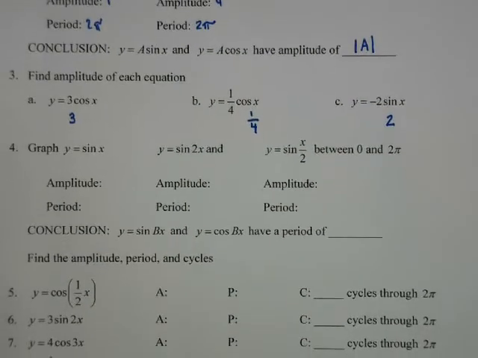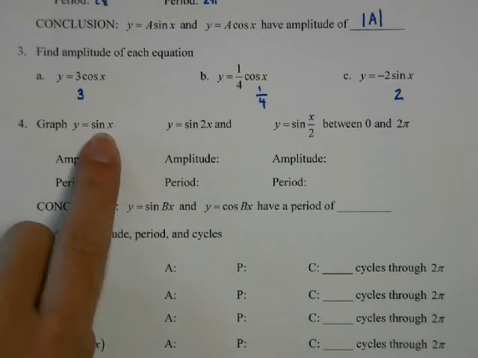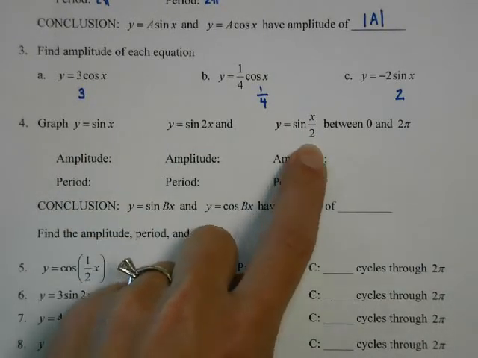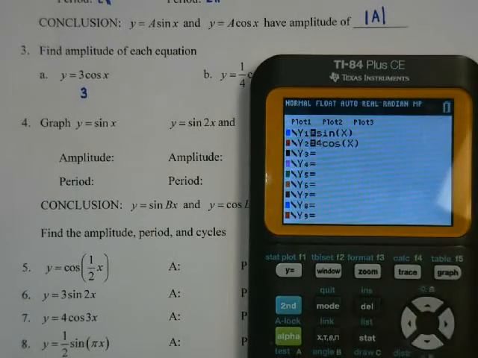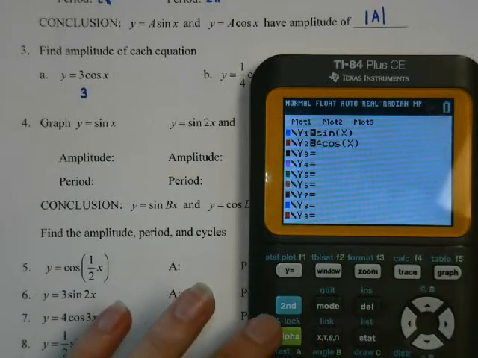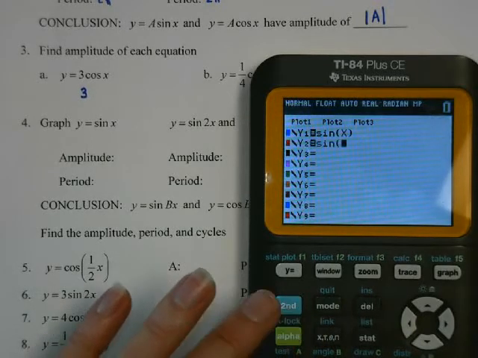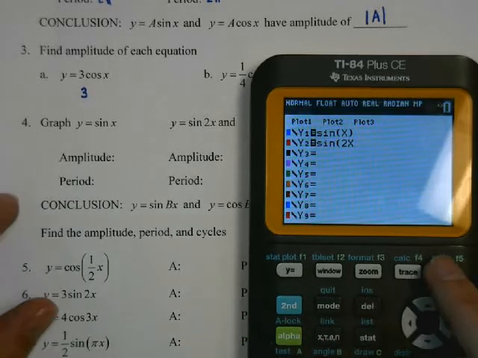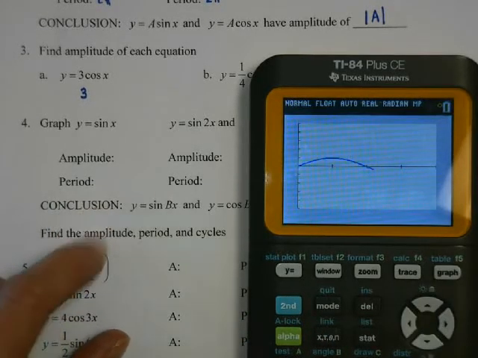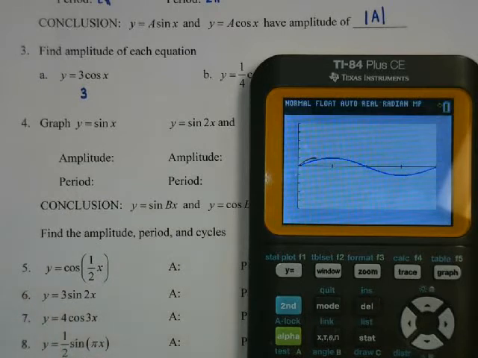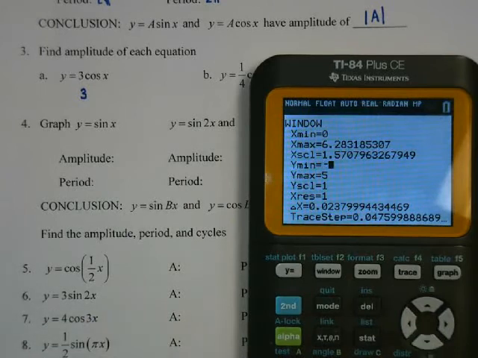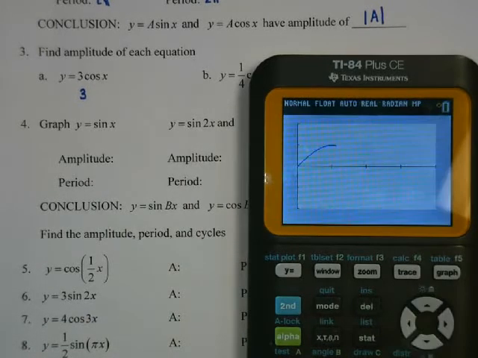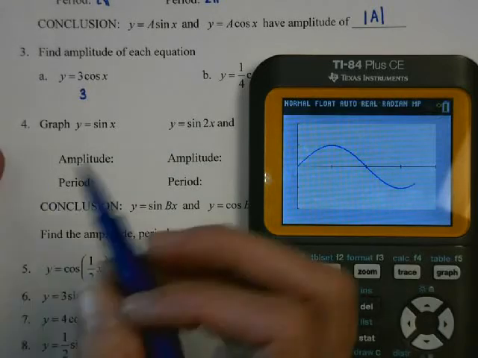Now let's go ahead and graph sine of x, sine 2x, and sine of x over 2. I'm just going to do these one at a time. Sine x. So sine 2x. Okay, so sine of x. I'm going to change my window just a little bit to -2 to 2 so we can see this a little bit better. But our sine graph still has an amplitude of 1 and a period of 2 pi.